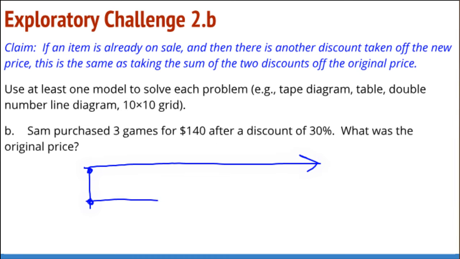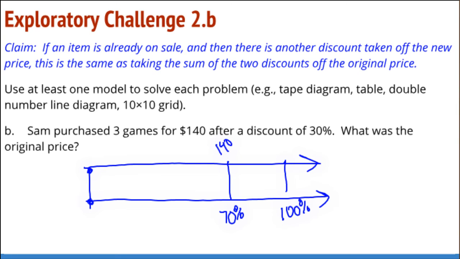There we go. So I know that I've got the 100%, and I'm trying to find out what that is. And I know that there was a discount of 30%. Purchased 3 games for $140 after a discount of 30%. So $140 is equal to 70%, because this 30% here represents the discount.